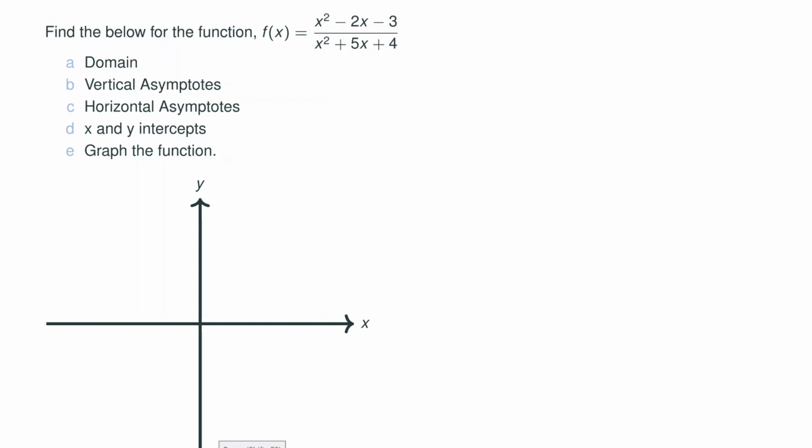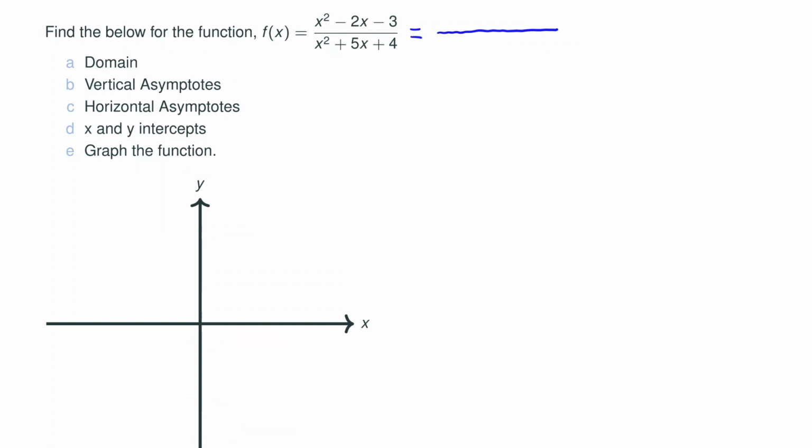Find the below for the function f of x equals x squared minus 2x minus 3 over x squared plus 5x plus 4. So this is a rational function. So first it says to find the domain for the function. In order to find domain, if we can factor, we need to factor the numerator and denominator.